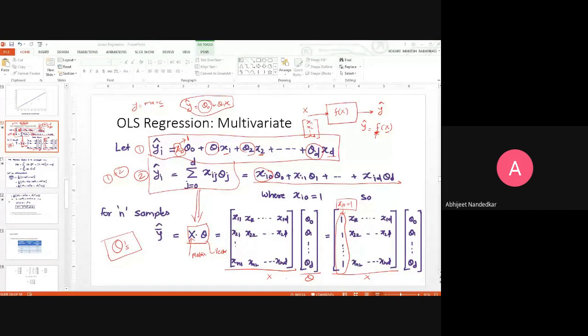Now see, the only thing is I need to adjust or obtain these values of thetas. How to do that, I will tell you. The objective function to be minimized. Is this visible? Next slide.